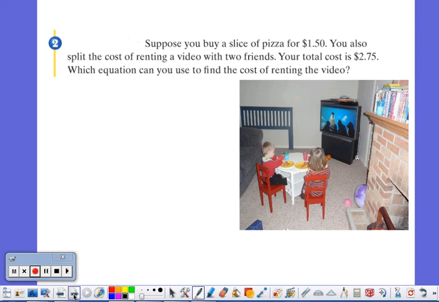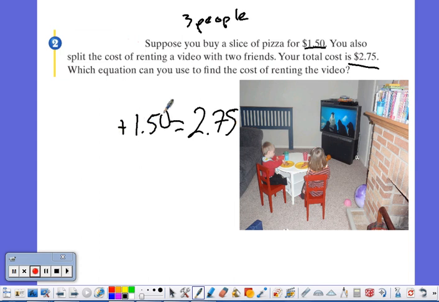Okay, so start with what we know. What we know right now is that your total cost is $2.75. You also buy a slice of pizza for $1.50. You also split the cost of renting a video with 2 friends. So that means there's 3 people involved. And I know that if my total cost is $2.75, there's my first bit. I also know that I bought a slice of pizza for $1.50, so plus $1.50.